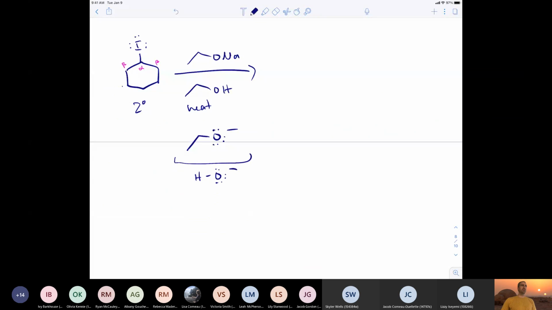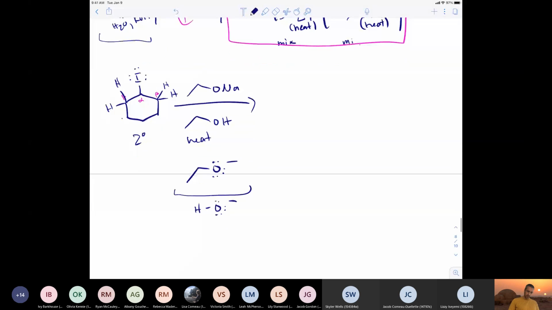Or you can reason it out, deduce it. You have a strong base. Strong bases favor E2. All right, so how do we draw this out? Well, you draw in your beta hydrogens on your original structure. You take your base.